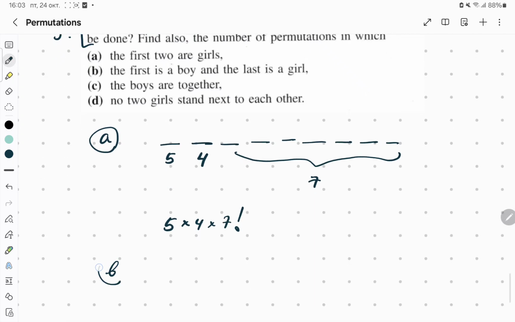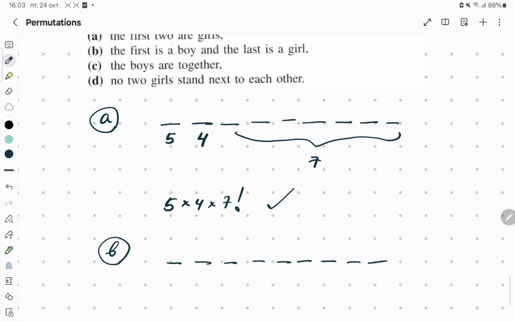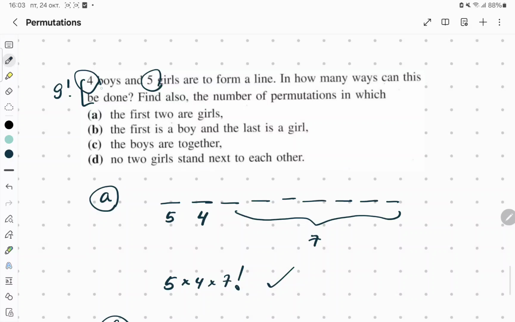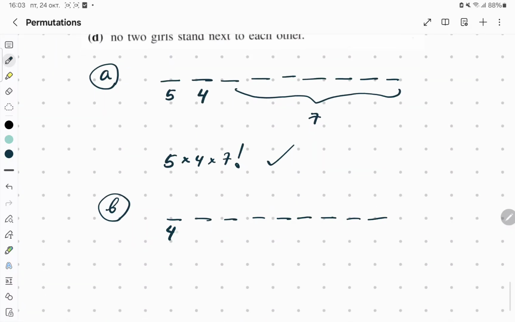Okay, and part B. So part A is done. In part B, the first is a boy and the last is a girl. First and last. Again, we have 9 seats, 1, 2, 3, up to 9. First is a boy and the last is a girl. So for the first place, how many boys are here? We have a total of 4 boys, so 4 candidates for the first place. And 5 candidates for the last place, the girls. 5. Okay.